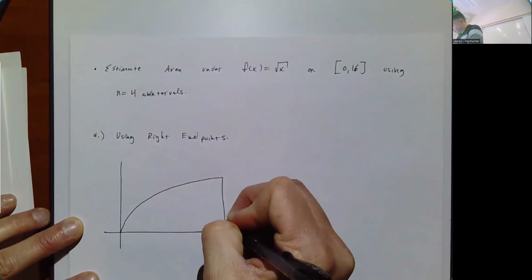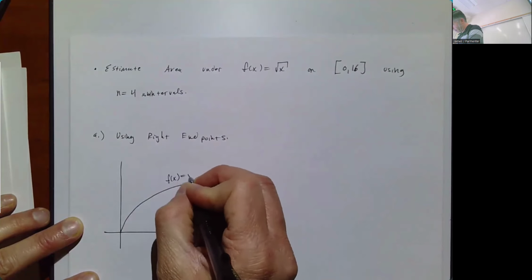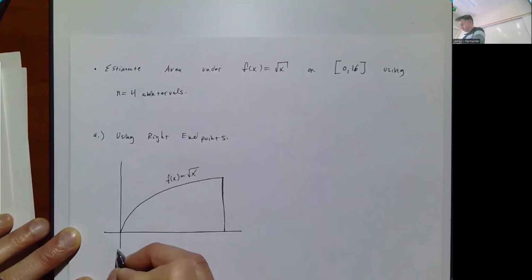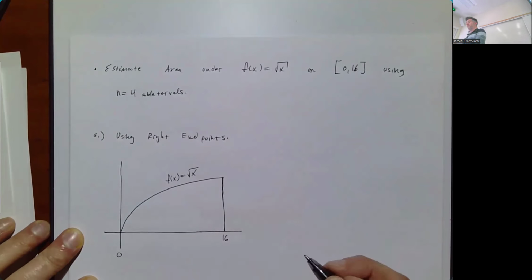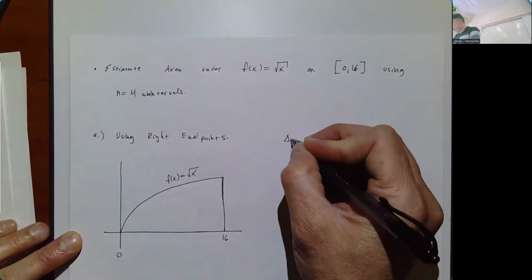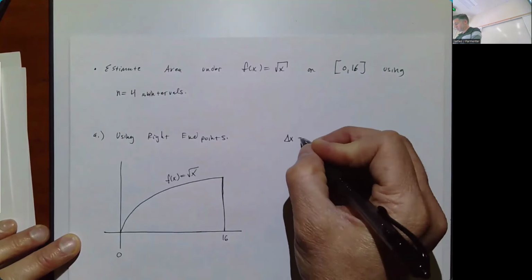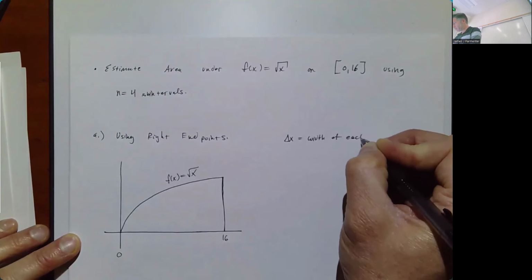Here's my, oops, that's not perfectly straight, that's fine. So here's my f of x equal to the square root of x. I'm going from 0 to 16. I'm going to break this up into 4 equal subintervals. So my delta x, which is the width of each subinterval.